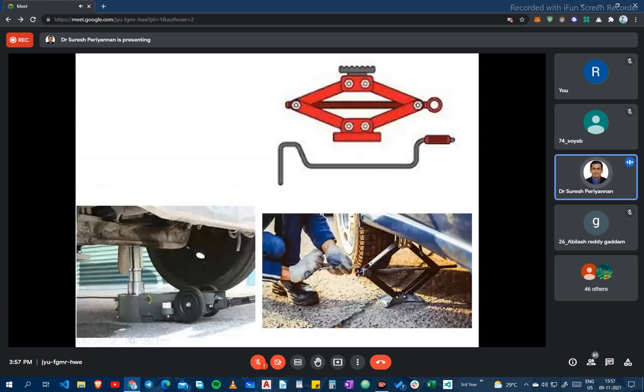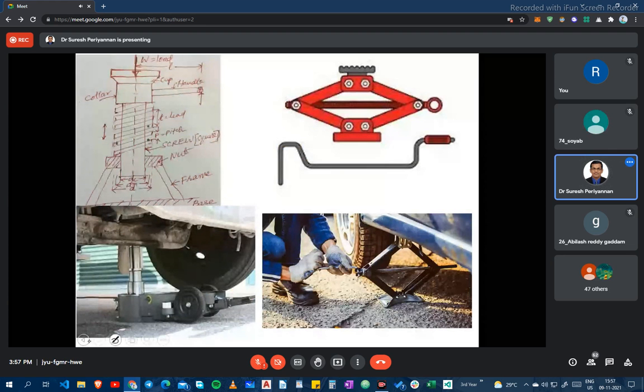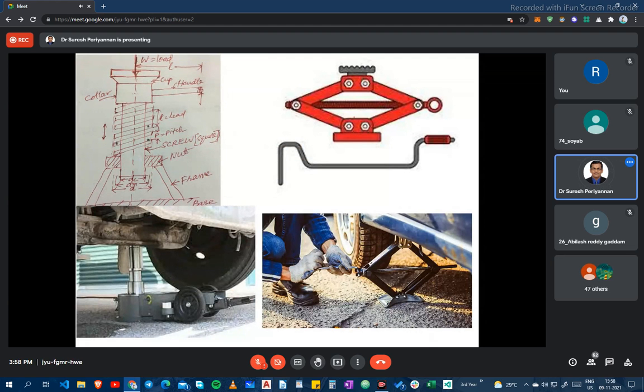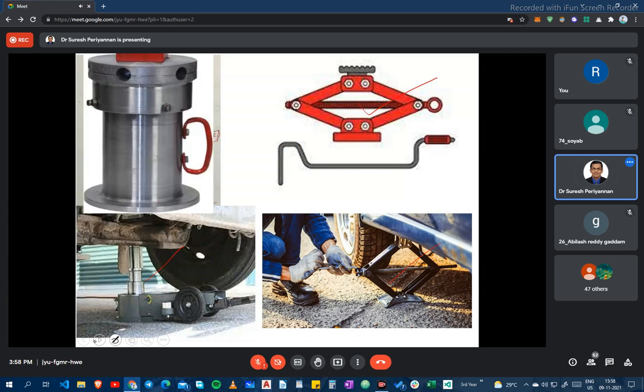Now I come to some of the applications where we are using this. Here we are using it for a car jack. When the car's tire gets punctured, we use this for lifting the car and replacing the tire. Similarly, in heavy vehicles, for example a lorry or bus, we use a screw jack for lifting the vehicle to replace the tire. There are a lot of applications. This is the screw jack, and you can understand how it works.